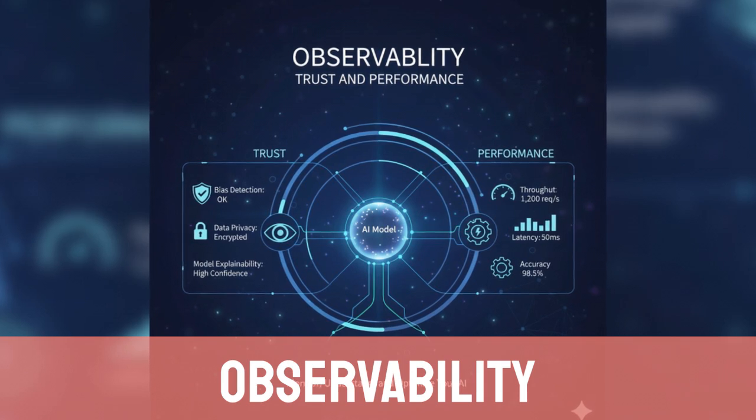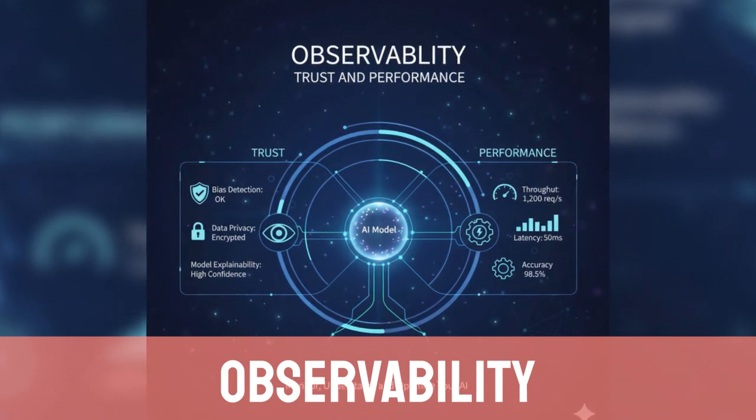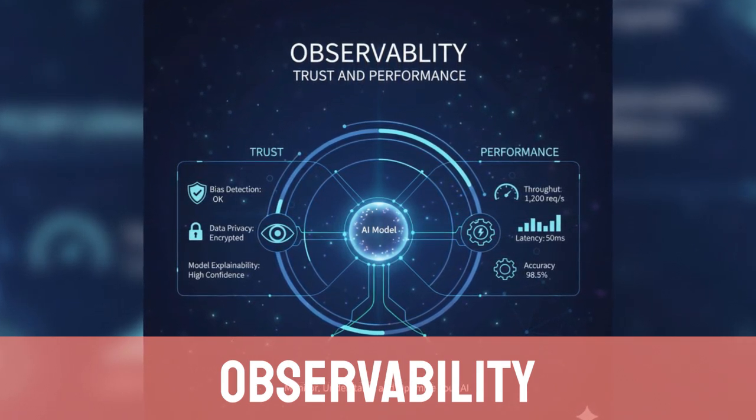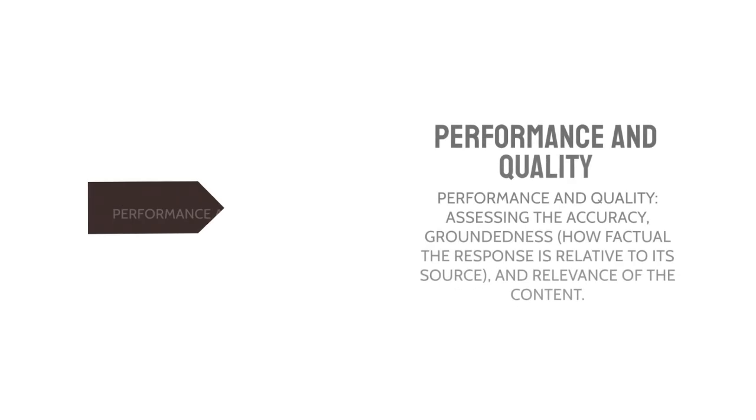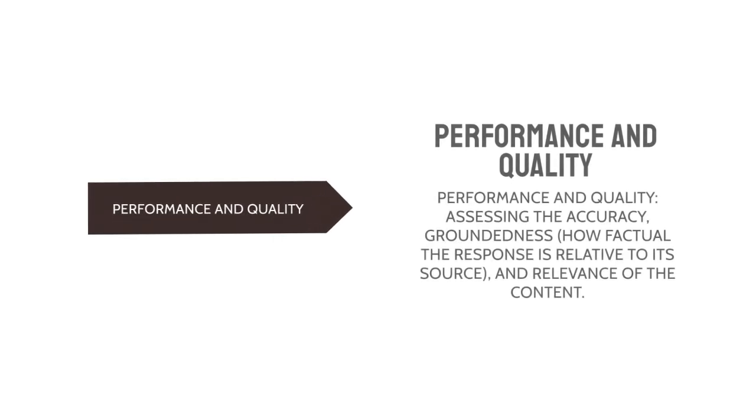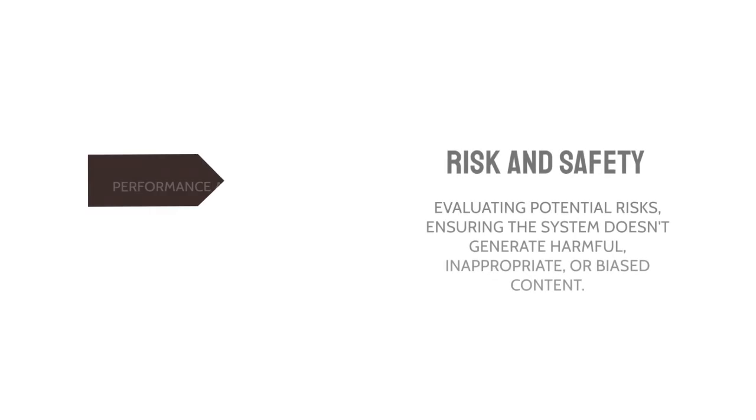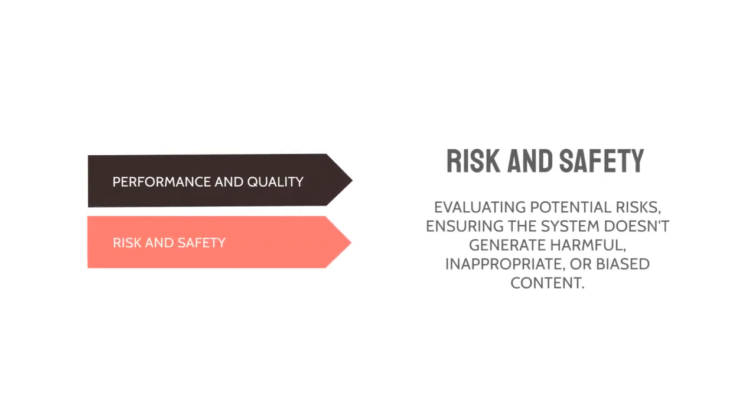Observability, trust, and performance. Finally, to ensure our sophisticated applications perform reliably in the real world, we need observability. This is about measuring and monitoring the quality and trustworthiness of the generative AI. We evaluate in 3 critical dimensions: performance and quality, assessing the accuracy; groundedness, how factual the response is relative to its source; and relevance of the content.